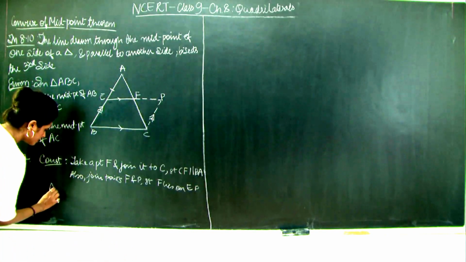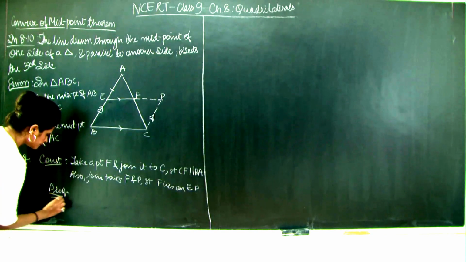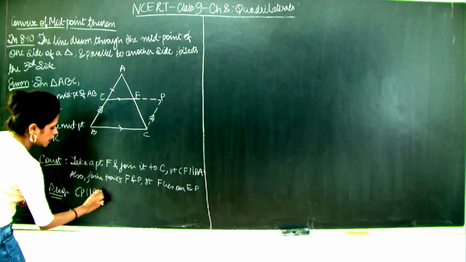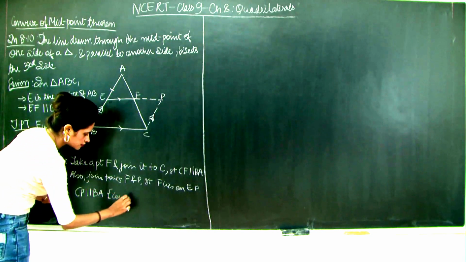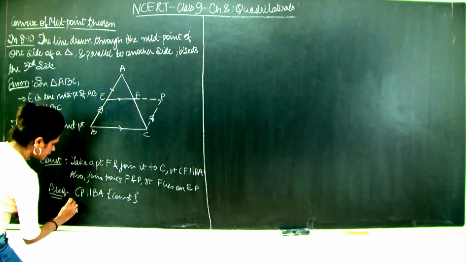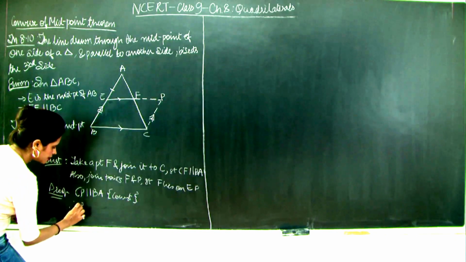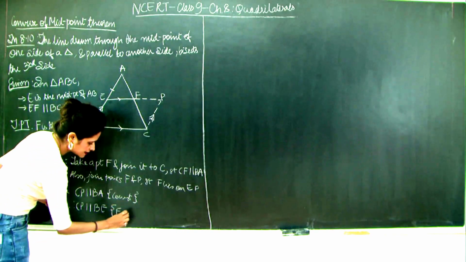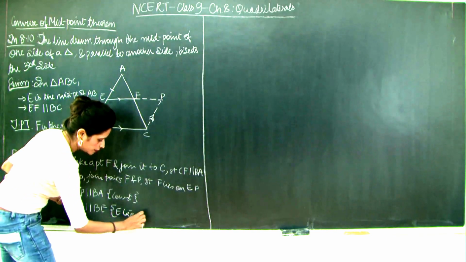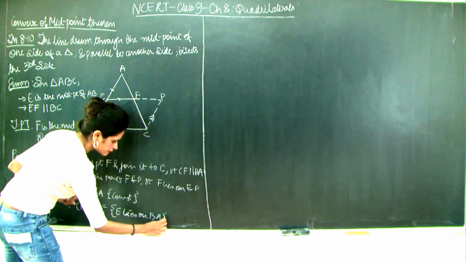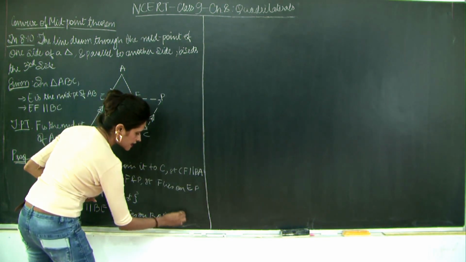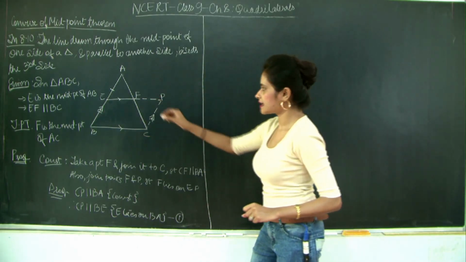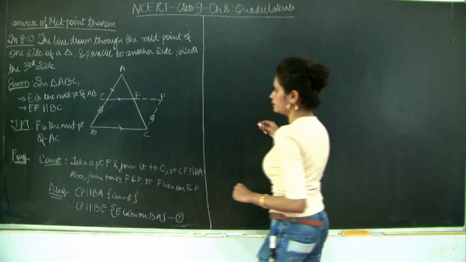Now, I will start with my proof. CP is parallel to BA according to my construction. Therefore, CP is parallel to BE. Why? Because E lies on BA. Let us mark this as 1. So, what are we trying to do? We are trying to prove this quadrilateral, EPCB, as a parallelogram.